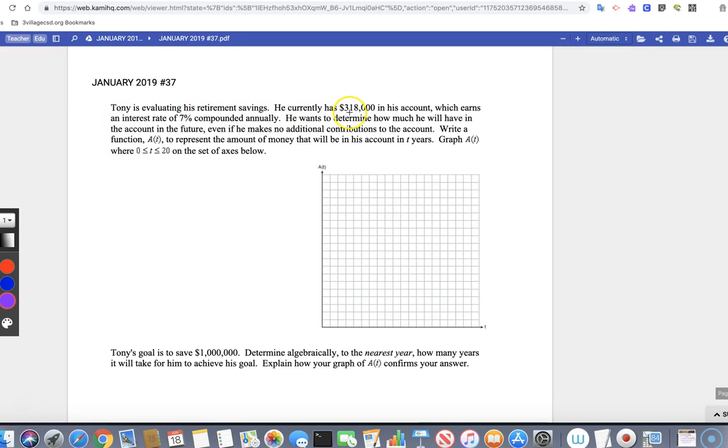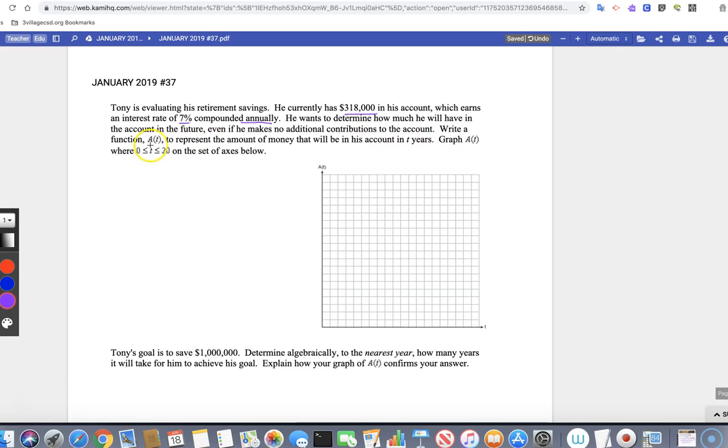He currently has $318,000 in his account, which earns an interest rate of 7% compounded annually. He wants to determine how much he will have in the account in the future, even if he makes no additional contributions to the account.